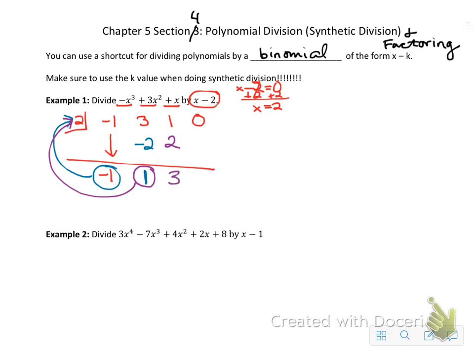Same thing again. Take your number, multiply that by 2. 3 times 2 is 6. So you put that under the 0. 0 plus 6 is 6. Now this number is special. This number is your remainder. Okay? This number is your remainder. Now, I'm going to get rid of all these circles, because our answer is whatever we got at the bottom.